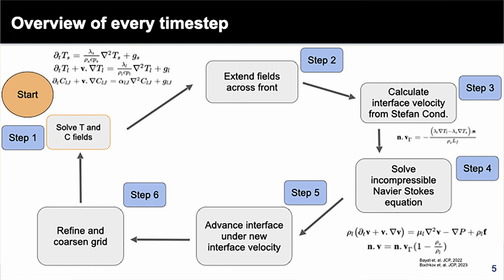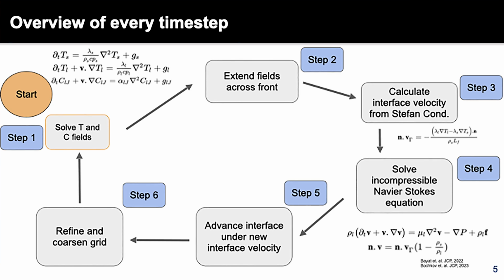And then once you get the interface velocity, you get the boundary condition for your fluid solver. So you solve the fluid for the next time step, and you advance your interface under this new interface velocity. You refine and coarsen the grid so that you have maximum refinement close to the interface. Then your time step ends and you go on to your next time step.